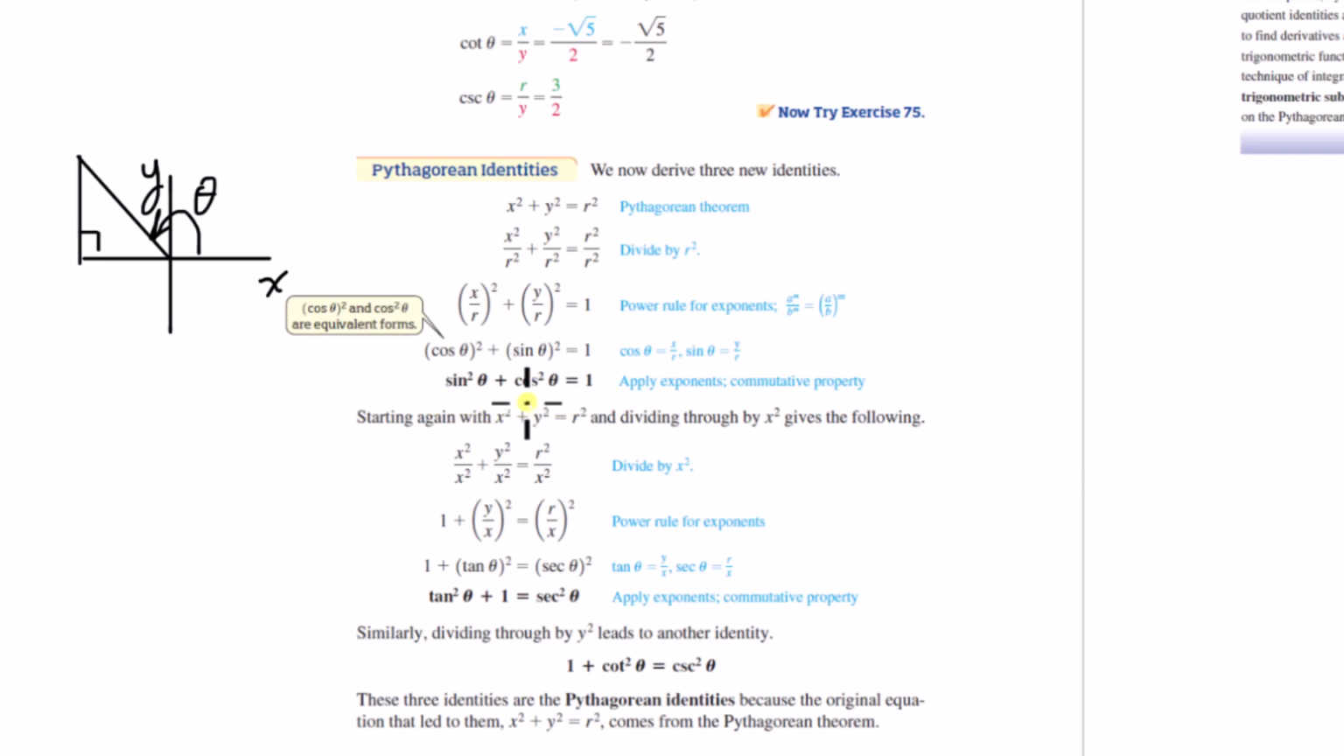There's a trig identity. It's a Pythagorean identity. All right, so now they again start with the Pythagorean theorem, divide through by x squared, and get this. And so y over x is tangent theta, r over x is secant theta. And so here's another trig identity. It's a Pythagorean identity. Similarly, dividing through by y squared leads to this trig identity. These three identities are the Pythagorean identities because the original equation that led to them was the Pythagorean theorem.